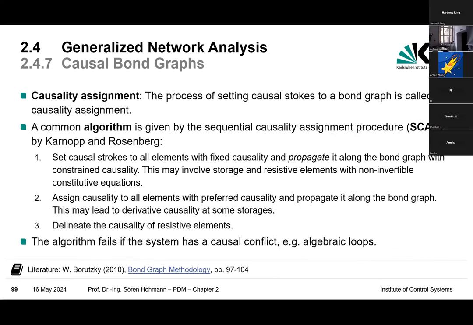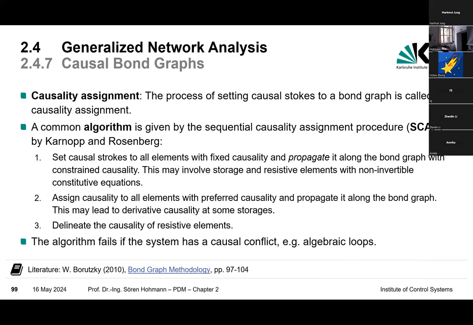And now, with that, we can do the so-called causality assignment procedure according to Karnopp and Rosenberg. They defined this SCAP procedure already very early, with which I'm able to propagate the causality. If the graph then has all causal strokes assigned, I'm able to define a state space system automatically, because all relations are so well defined that at the very end I can insert one equation into another, into another, into another.